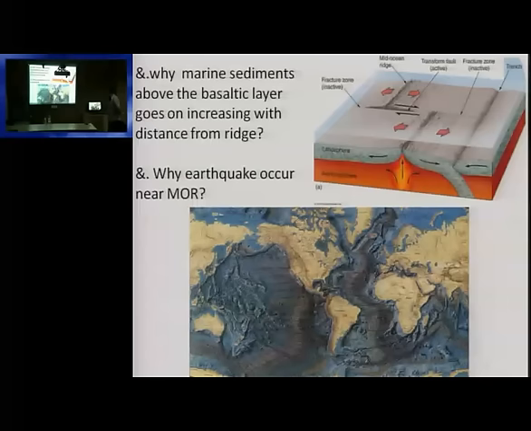Now, there might be a question of why marine sediments above the basaltic layer go on increasing with distance from the ridge. I have already told you the reason. So when you see the sediment profile of the oceanic basin, you will find more sediments on either side as compared to the region that is near the MOR.